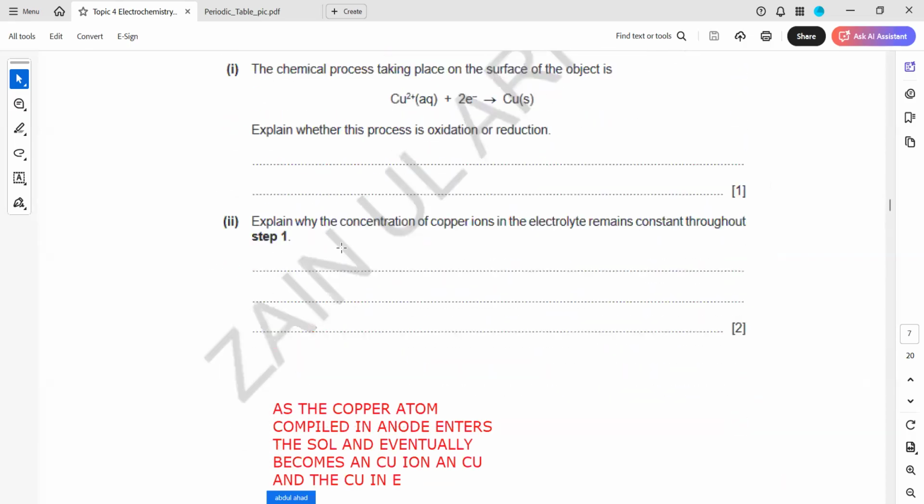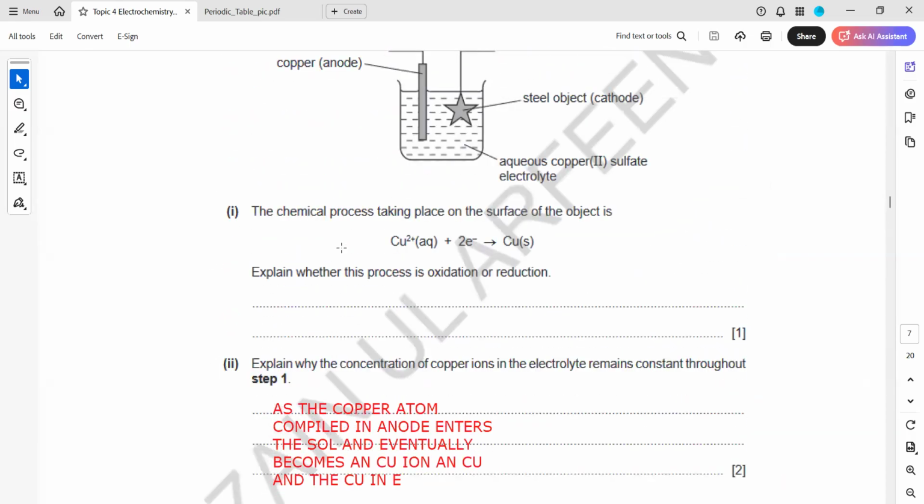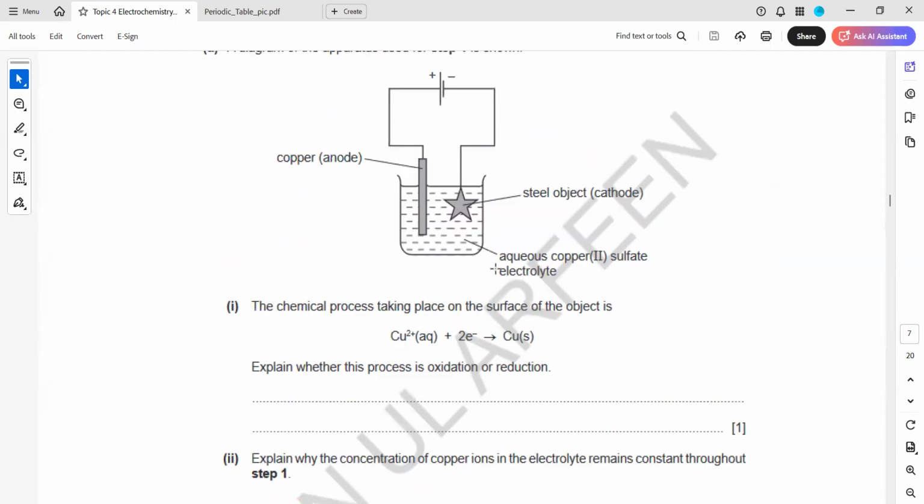So this is about the electrolysis. The copper atom in the anode enters the solution and eventually becomes a copper ion, and the copper ion in the electrolyte goes to the cathode and becomes neutral. So you can say the rate at which the copper ion enters the electrolyte and the rate at which the copper ion leaves the electrolyte is the same. Is it clear? Yes, sir.